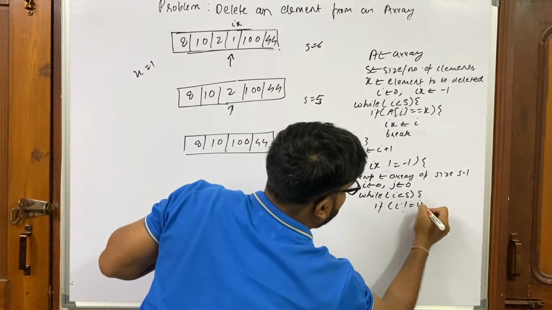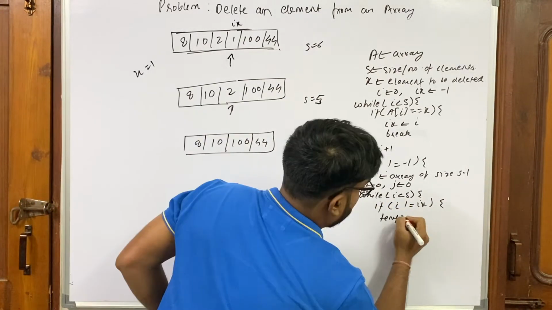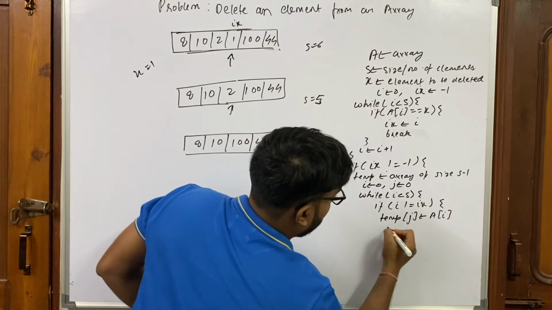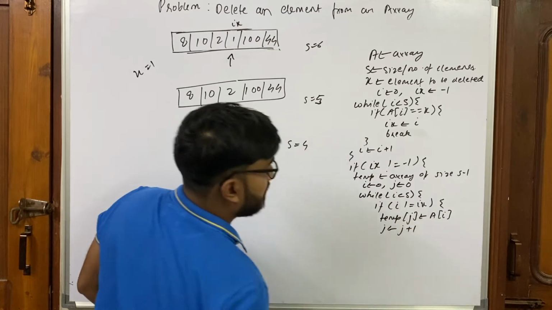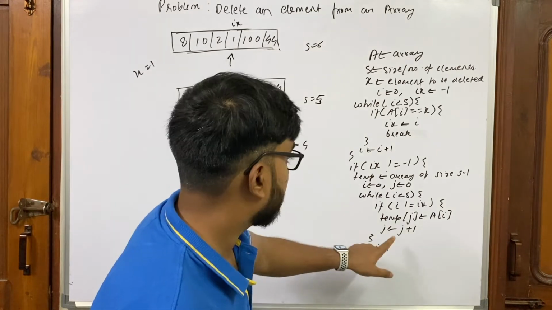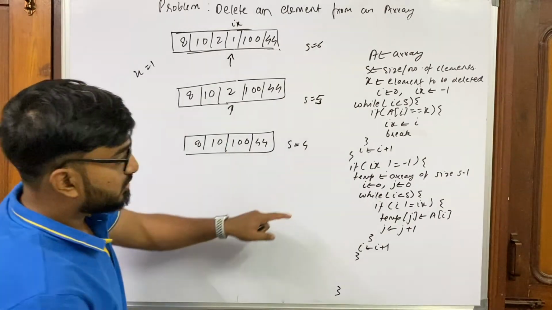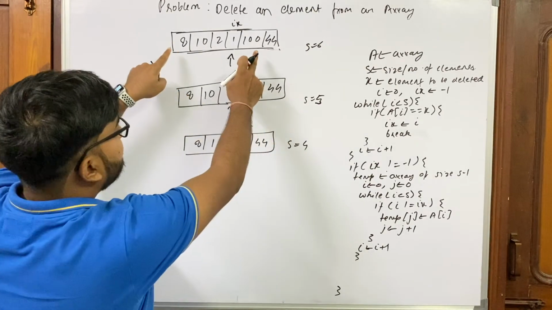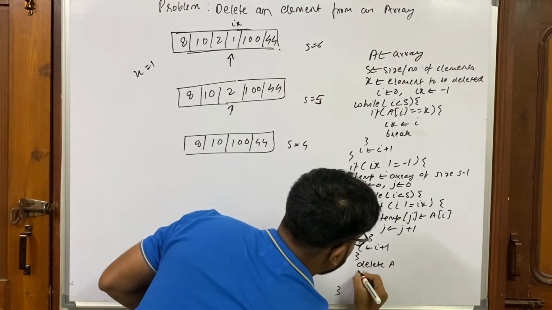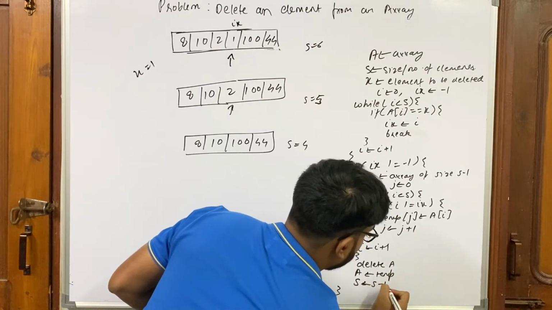Only check if i is not equal to ix, then you copy into the temp array: temp of j is a of i, and we do j is j plus 1, and i is i plus 1. The if ends, the while ends, and then the next if ends. So this while loop is basically copying all the elements from the old to the fresh array. You delete a and you set a to this temp array, and size is size minus 1 as well.